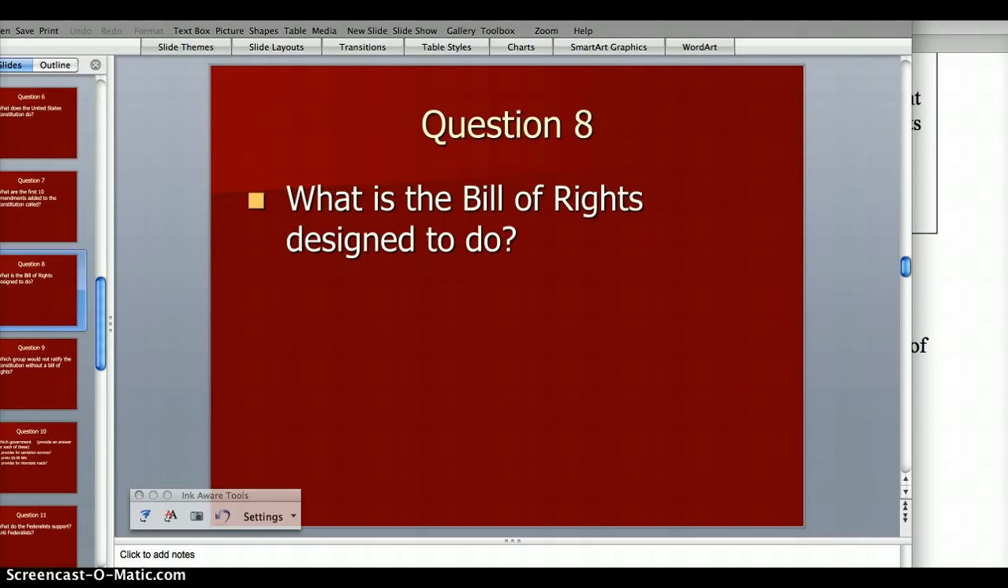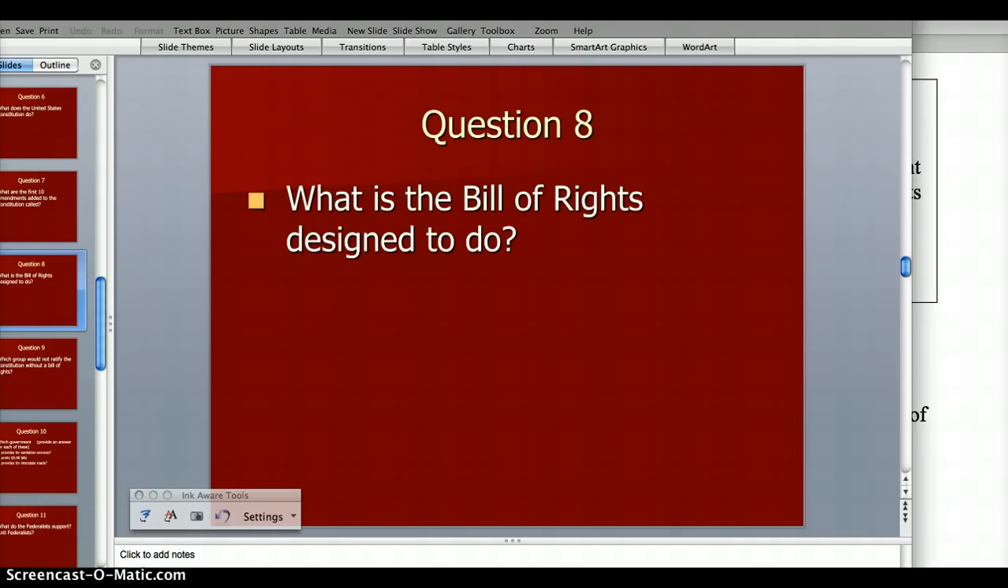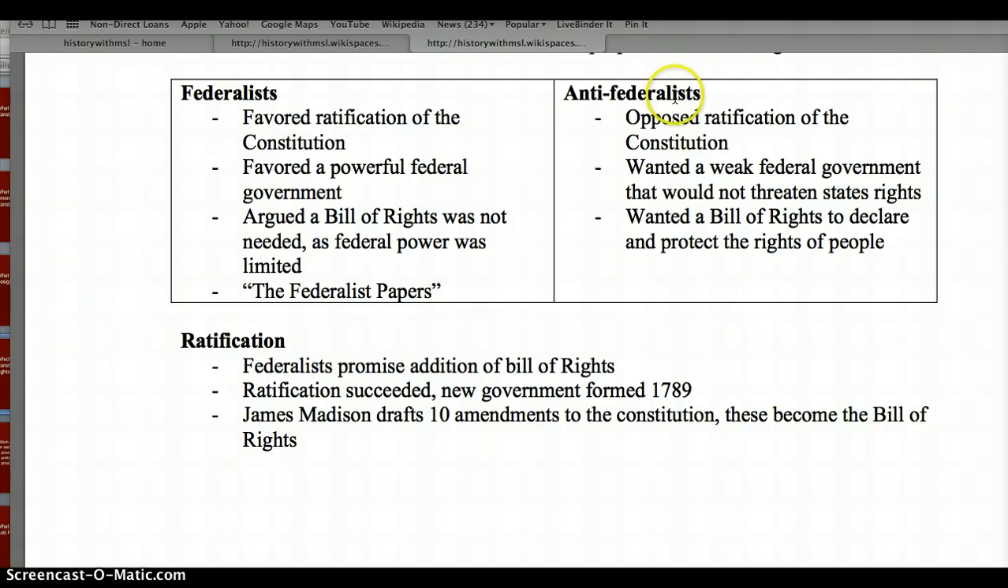Number 8, what is the Bill of Rights designed to do? The Bill of Rights is designed to protect the rights and liberties of the people, which is what the Federalists and the Anti-Federalists argued back and forth. So the Anti-Federalists wanted a Bill of Rights to declare and protect the rights of the people, and the Federalists didn't really think a Bill of Rights was needed, but they did add one. So right here again, this is where your answer is going to be. Number 9, which group would not ratify the Constitution without a Bill of Rights? All on this chart again, the Anti-Federalists.